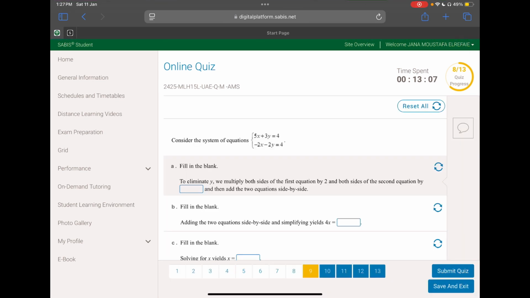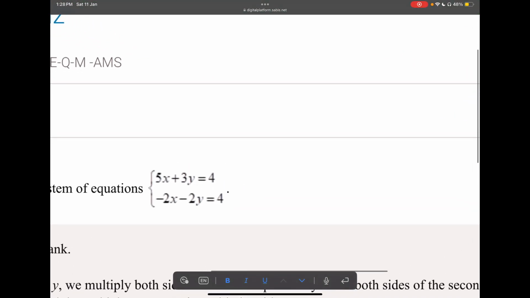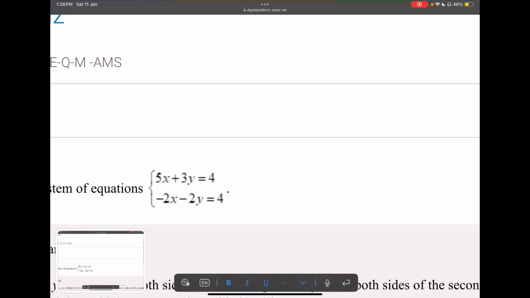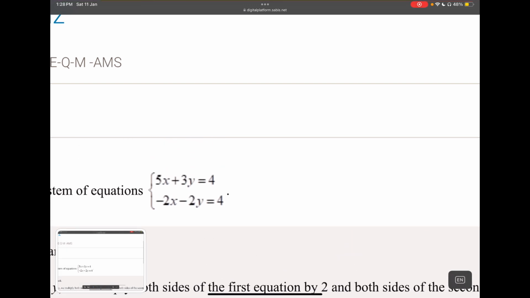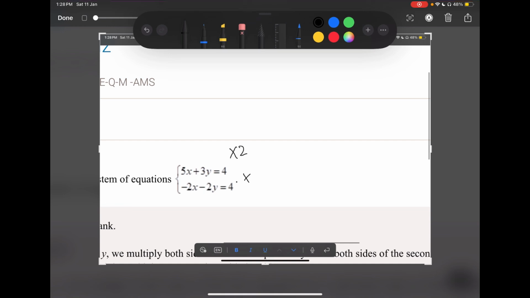Okay, here they want to eliminate y, so we multiply up by 2. On the second equation, if we eliminate y, up is 6, so that has to be by 3. Adding the two, okay, we multiply up by 2 and down by 3.